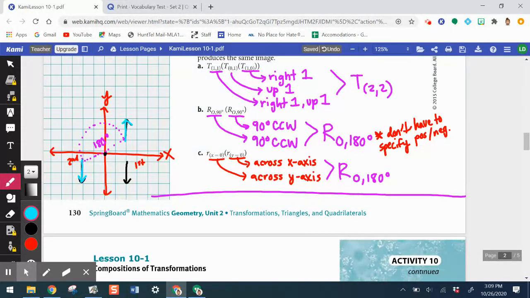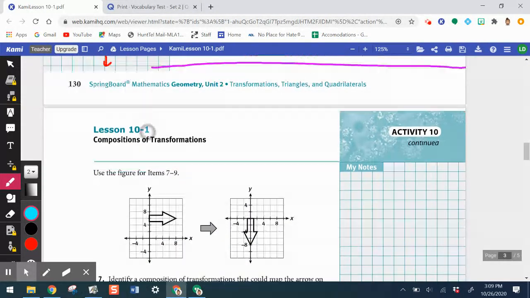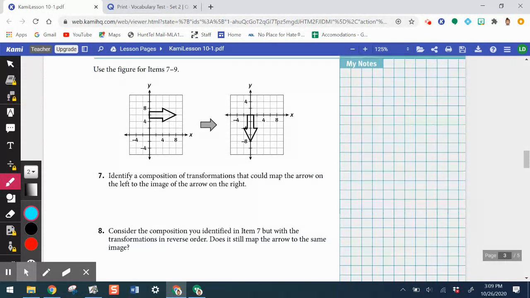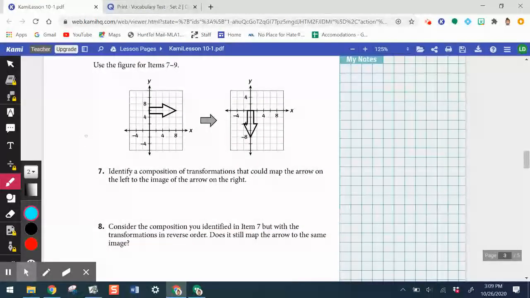So not only are we seeing the notation, we're learning the notation, but we're also trying to understand what's really going on with these transformations and how we can represent multiple or a composition of transformations as one transformation. So hopefully that's making sense. Pause it, go back to it if you need to replay it. But we are going to press on, and we're going to complete items 7 through 9.